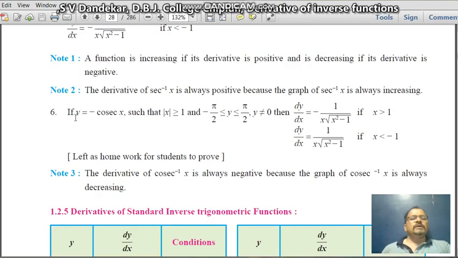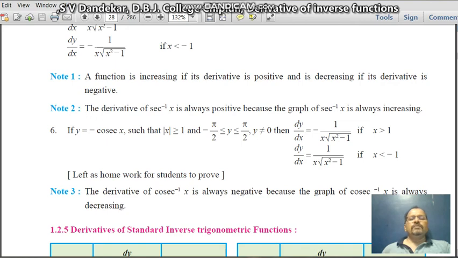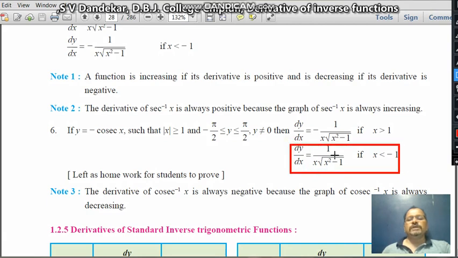Next one is derivative of y equal to cosec inverse x. The proof is exactly similar. The difference is when derivative of sec inverse is positive, the derivative of cosec inverse is negative, and vice versa. When derivative of sec inverse is negative, derivative of cosec inverse is positive. All the terms are same.